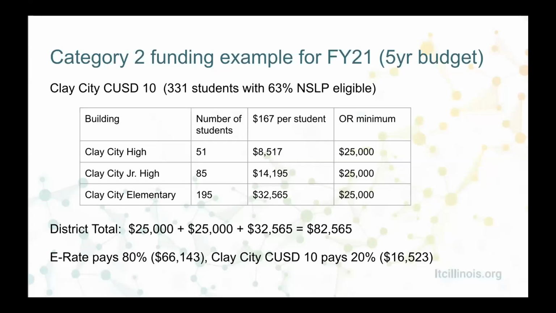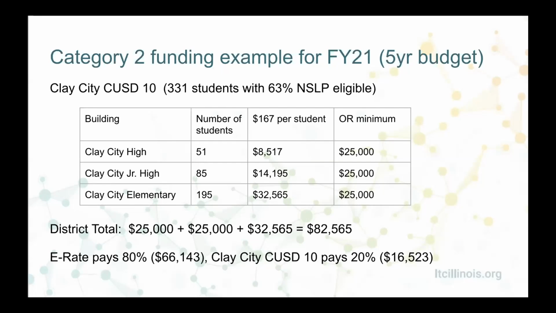Some school districts choose to do that budget all at once and just update all of their internal connections every 5 years. Other school districts choose to break that out and maybe do wiring in the buildings this year, wireless access points next year, routers and switches the year after that, or they'll do one building at a time. So Clay City might choose to do the high school this year, the junior high next year, skip a year, and do the elementary after that. So however it works for you in your 5-year budget, it's up to the district.